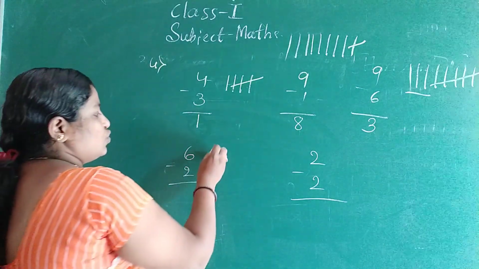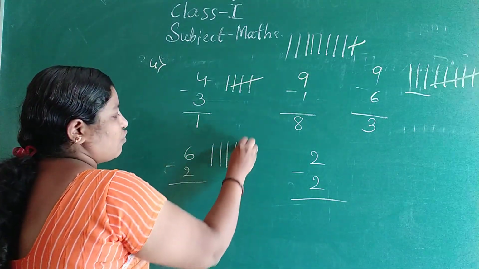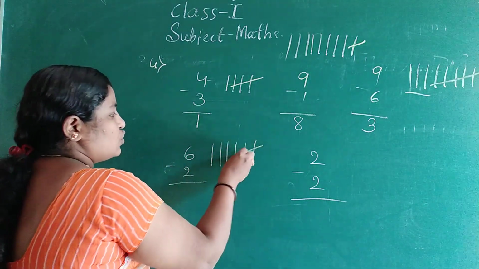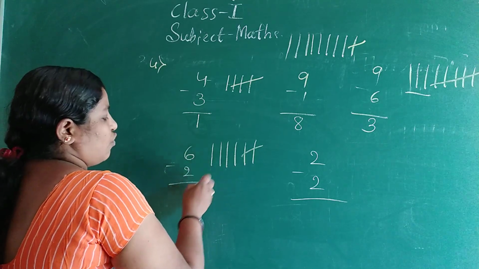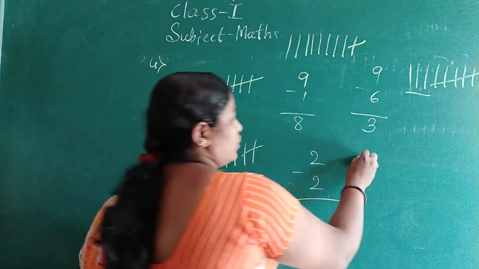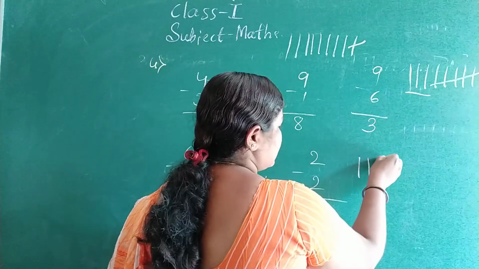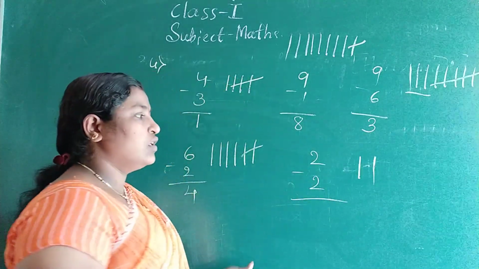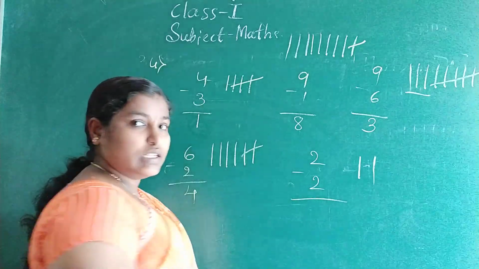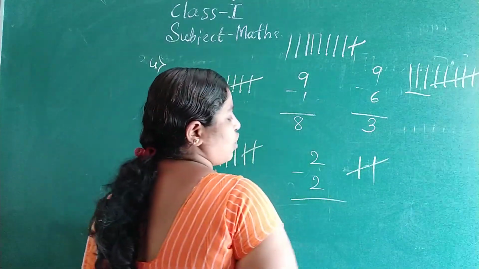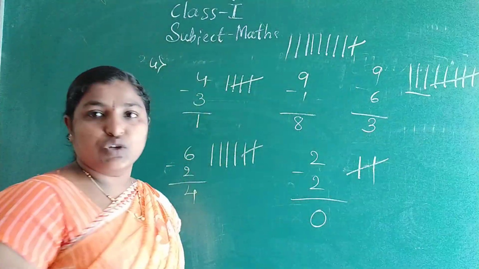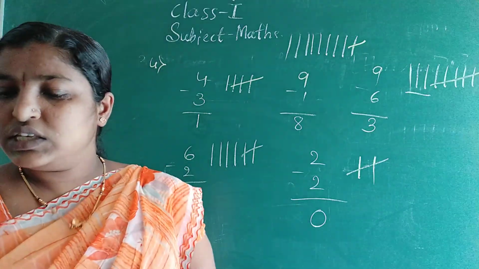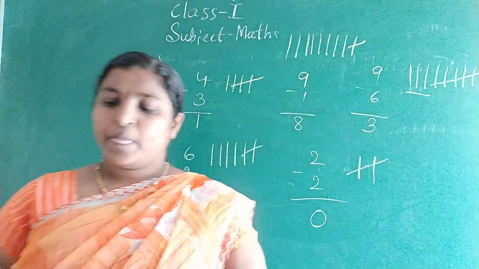6 minus 2. 1, 2, 3, 4, 5, 6. Minus 2. 1, 2, 3, 4 is the answer. 2 minus 2. 2 means we should put 2 lines, and we should cross 2 lines. 1 and 2 crossed. The answer is 0. So this is it, let us practice. Okay.